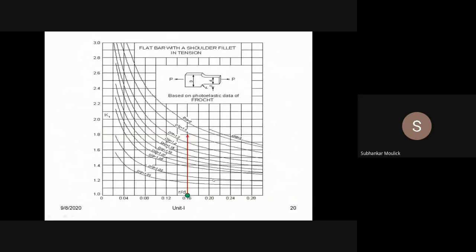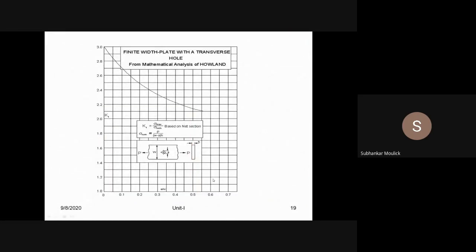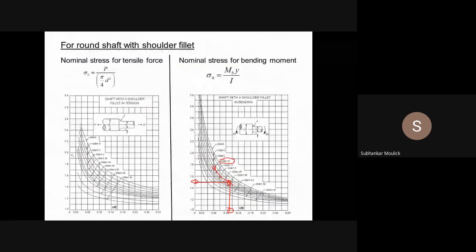Let us check once. Small r by d is near about between 0.10 and 0.12, that is 0.11. Correct. Is it clear? Small r by d is coming out to be 0.11. This particular value is 0.11. Is this clear? Yes, sir.